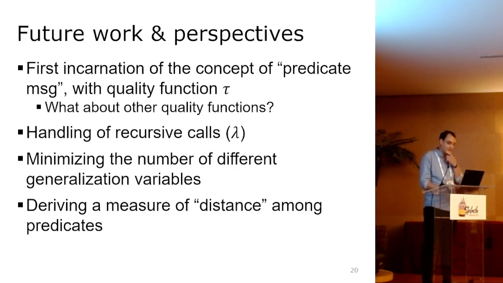So this is the first incarnation of the concept of predicate most specific generalization, with the use here of the quality function tau. We would like to explore other quality functions. We would also like to explore the handling of recursive calls, which are here simply abstracted by a lambda term, but we still need to better handle them, because right now we simply consider them to be of quality 1 with one another. We would also like to minimize the number of different generalization variables to achieve even more specificity in the generalization, and then derive a measure of distance among predicates based on the anti-unification.